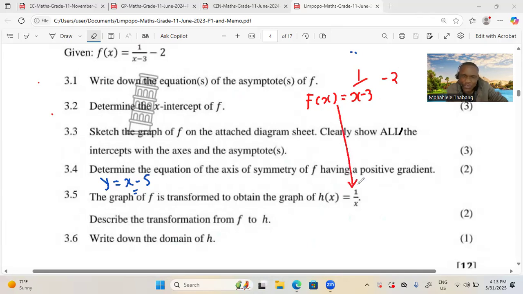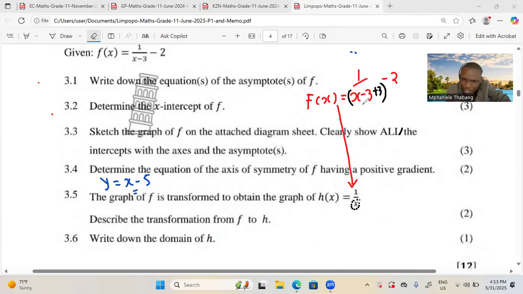If you compare h of x and f of x, if you look at these two graphs, you notice that h of x has got only x. It does not have minus 3. F of x has got x minus 3. But h of x has got only x. So it means that they added 3 here.